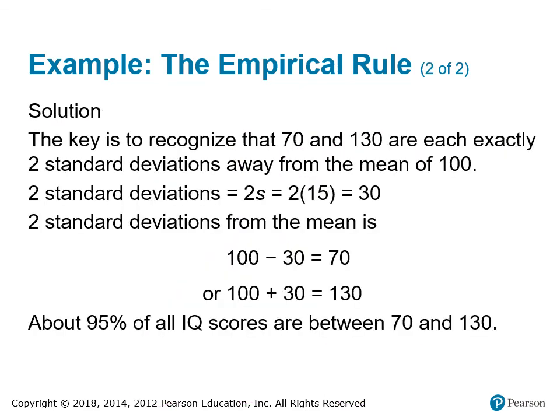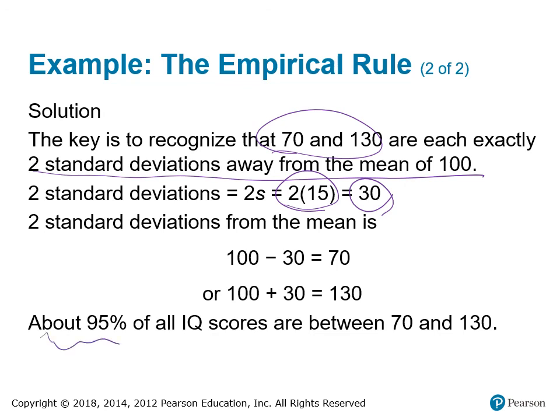And so that's what we just did. We're recognizing that these two values are 2 standard deviations away from the mean. 2 times 15 would give me 30. And so then, based off the empirical rule, 95% of all IQ scores should be in there. But this only works for a bell-shaped distribution.